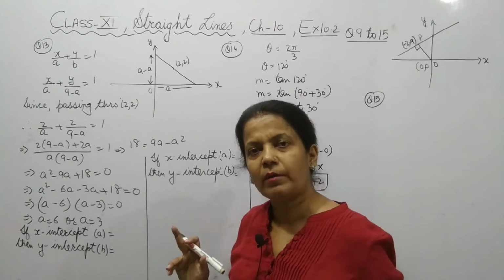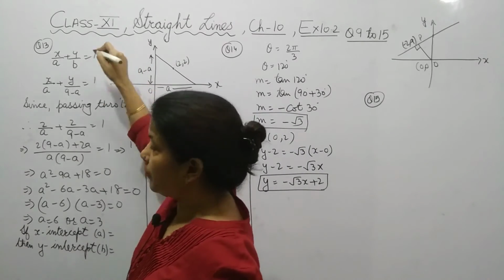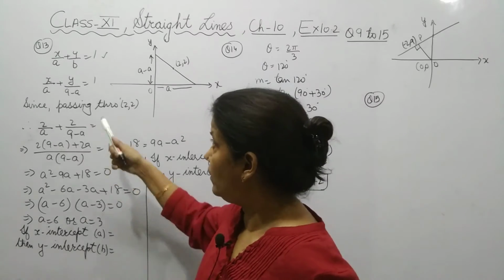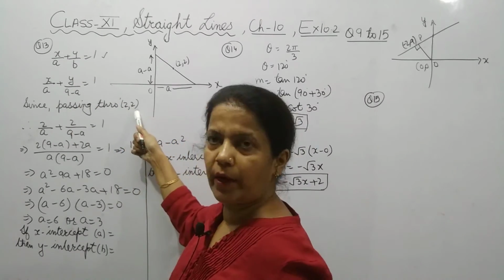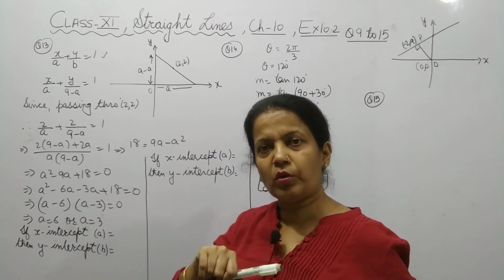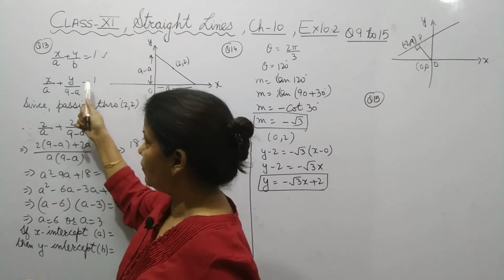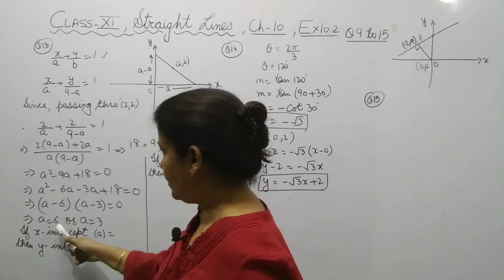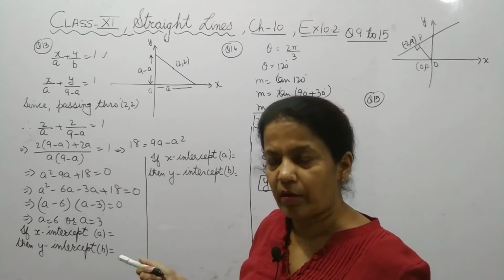Again they are talking about the intercept formula. So the formula is x upon a plus y upon b equal 1. Substitute these values, and it is passing through (2, 2), as we did in the previous question. So it must satisfy x and y. Solve it, you will get the value of a as 6 or 3. Both of them are right here.